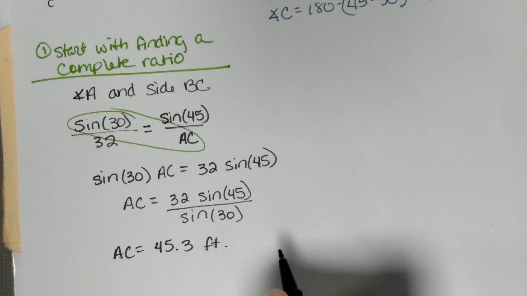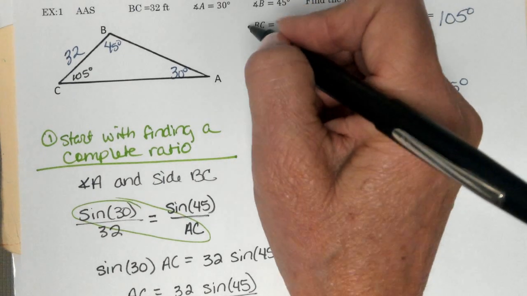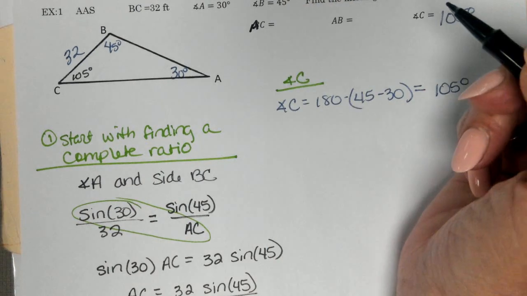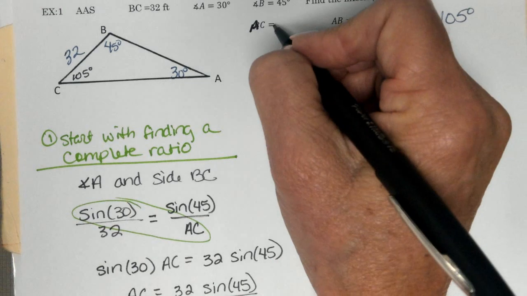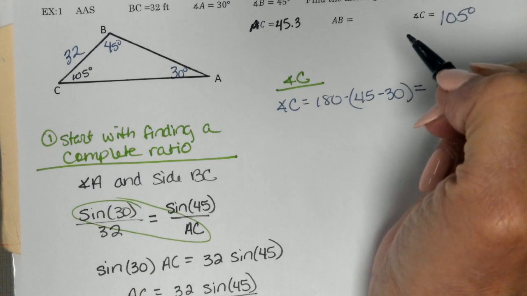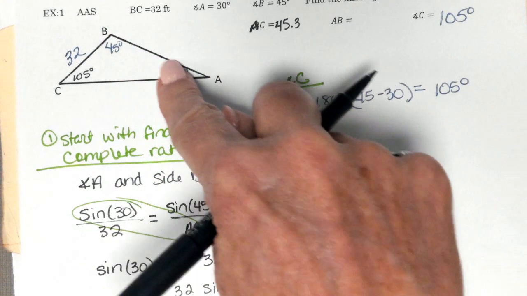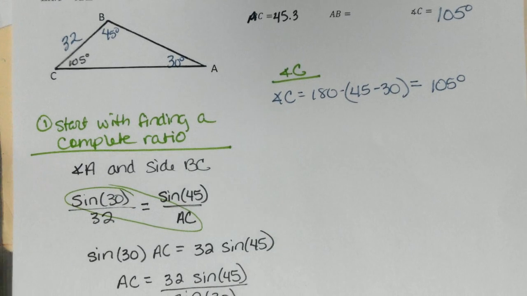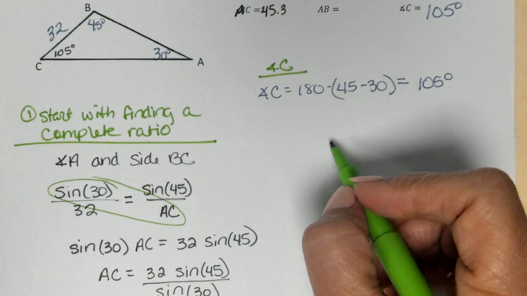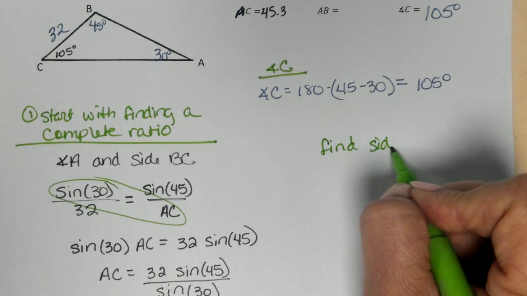I think I messed up on this label up here. That's supposed to be AC, and so we've got 45.3 for that side right there. Now we want to find the length of AB. So let's find side AB.